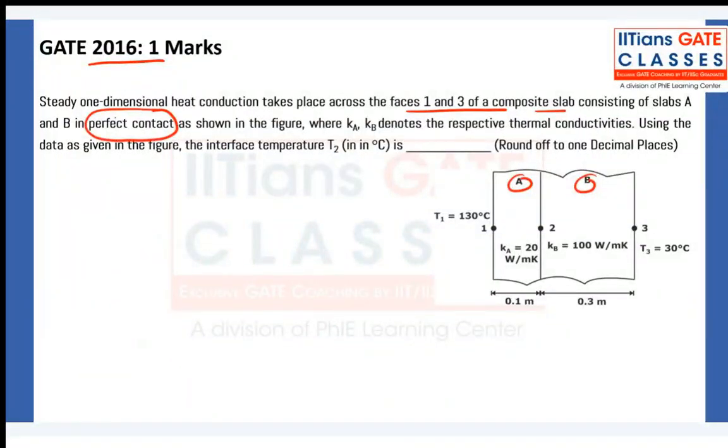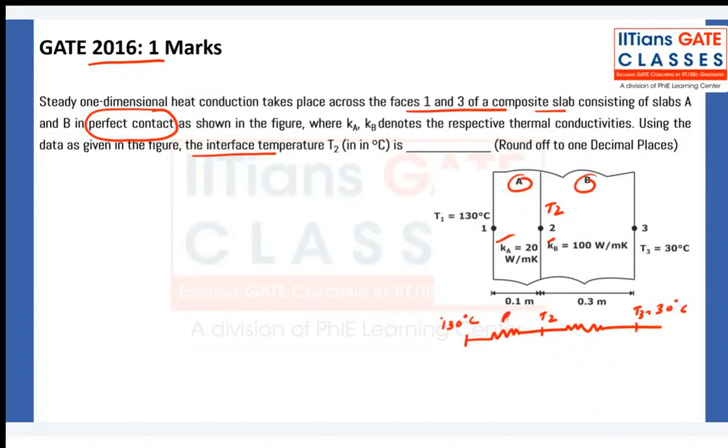Ka is given, Kb is given. Using the data, calculate the interface temperature, calculate T2. T1 is given. Simple, very simple. Nothing can be simpler than this. This is 130 degrees Celsius. T2 I need to calculate. T3 is equal to 30. Now tell me how is this question hard?